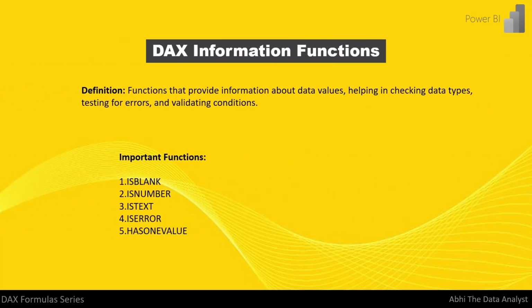Next up we have information functions. Information functions help you gather details about your data. They allow you to check if a cell is blank, if a value is a number, or if a condition is met. These functions are useful for data validation and error checking.